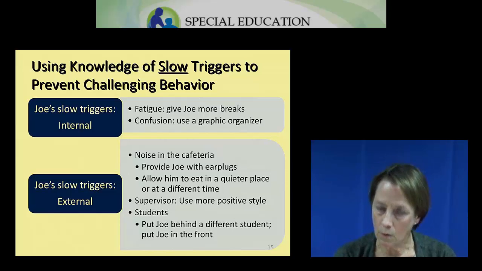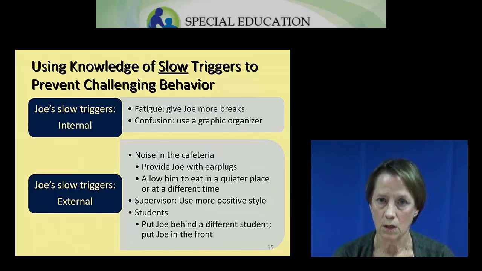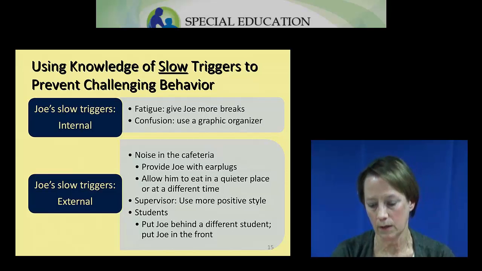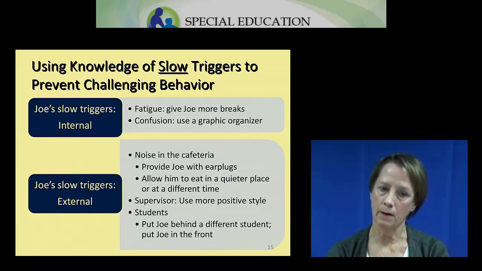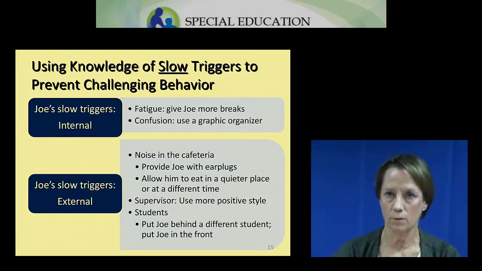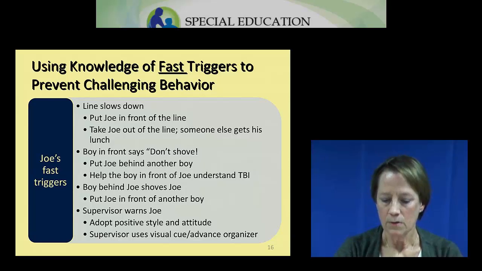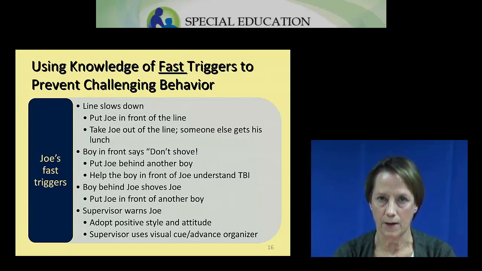Now I just want to make a note about these different types of interventions. We might choose different interventions for Joe's behavior depending on his stage of recovery. Early in recovery, maybe we're going to want Joe to just eat in a quiet place so that we can prevent this behavior entirely. Later, we might want to provide supports for Joe so that he can learn to stay in the cafeteria. So we're going to have to think about that concept of stage of intervention. Stage of recovery.